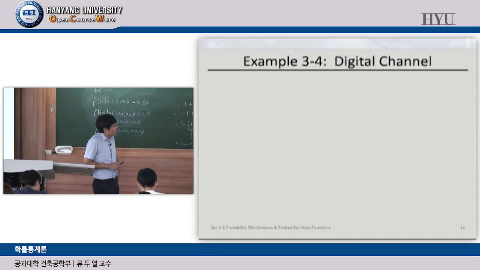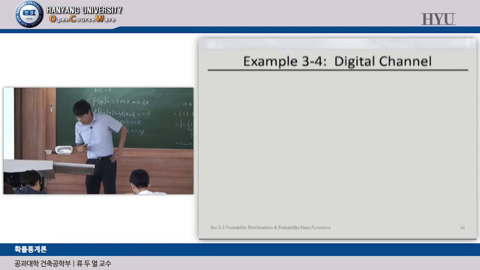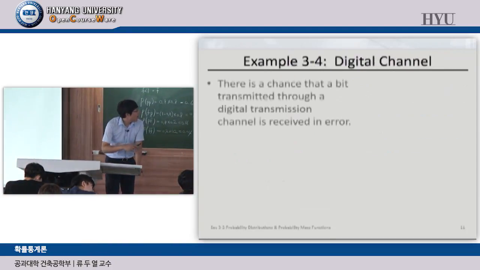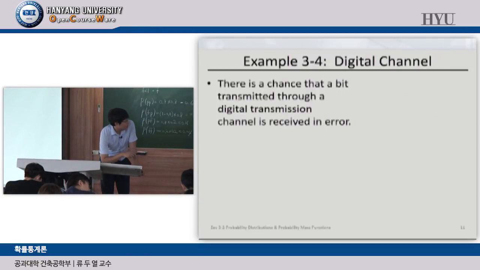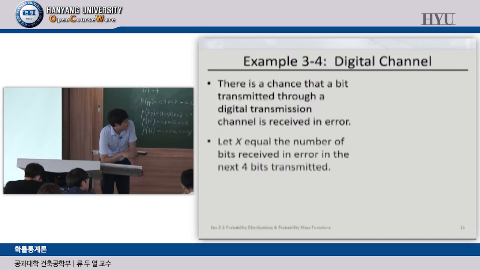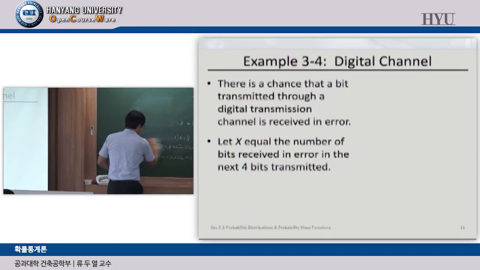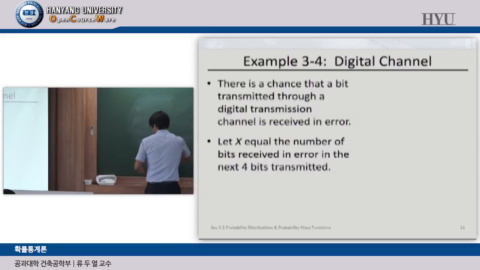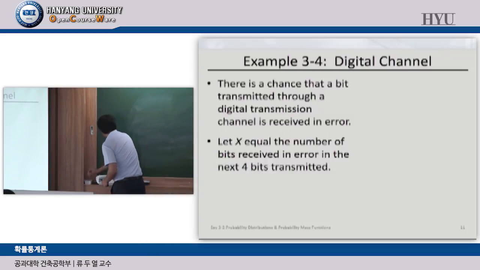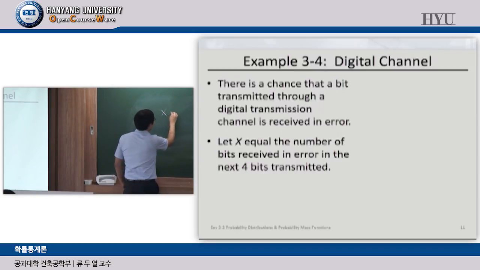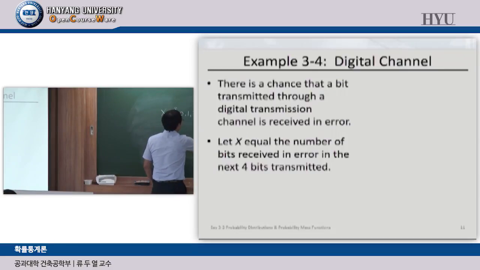So this is the example for the probability distributions. There is a chance that a bit transmitted throughout a digital transmission channel is received in error. And let X equal the number of bits received in error in the next 4 bits transmitted. So in this case, the large X can be 0, 1, 2, 3, 4.